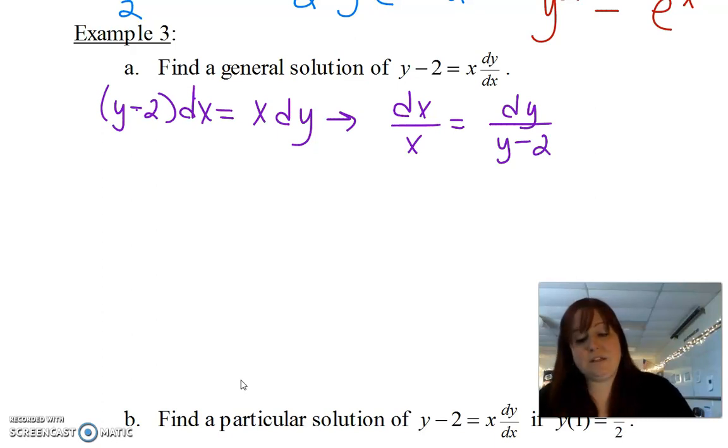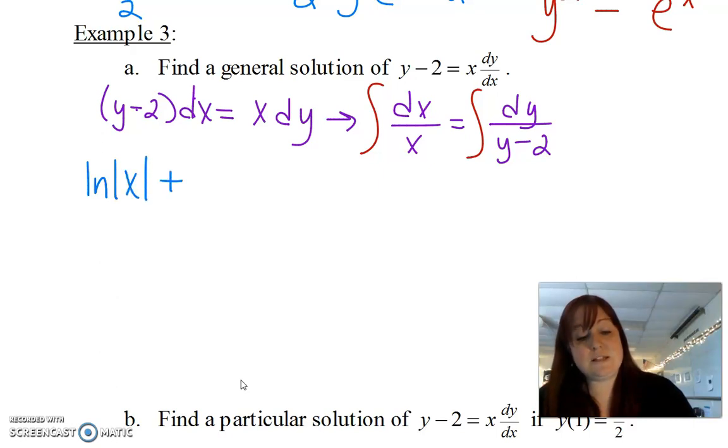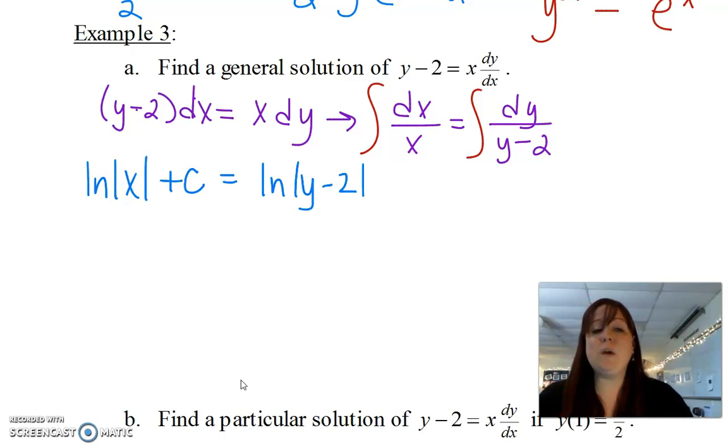Okay, now we can take the integral of both sides to undo that. What's the integral of 1 over x? It's ln of the absolute value of x plus c. We're going to put the plus c just on whatever side x is on. That's fine. And then the integral of 1 over y minus 2 is ln absolute value of y minus 2. And now how do we get y by itself? Well, we have to raise both sides e to the ln.